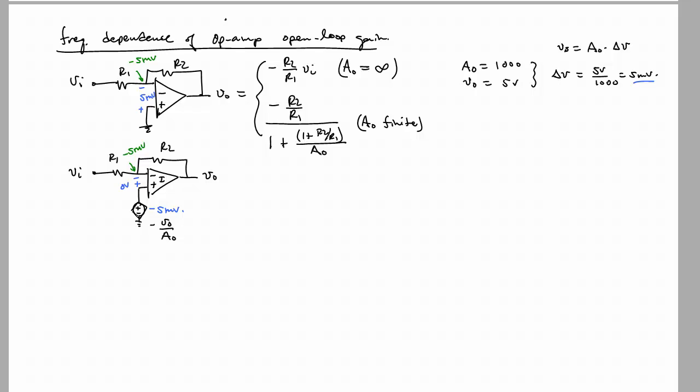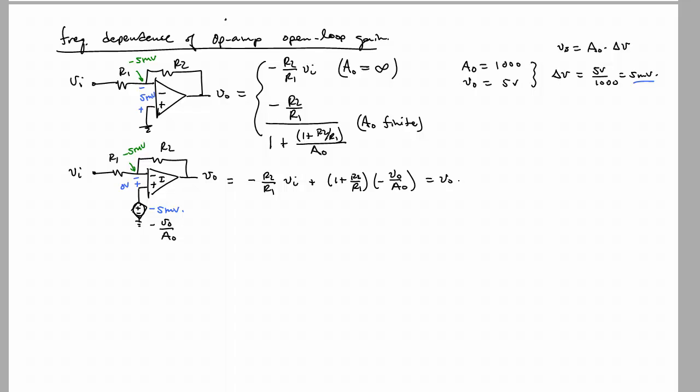What's nice is you can just write the solution by inspection, using superposition. So we'll say VO is equal to, we'll turn off our VO over A naught source, and we just have VI, and that one's easy. It's just minus R2 over R1 VI. Then we have plus, we're going to turn off VI, and now look at the contribution due to the voltage at the non-inverting input, and that will be 1 plus R2 over R1 times this voltage, minus VO over A naught. And all of that is equal to VO.